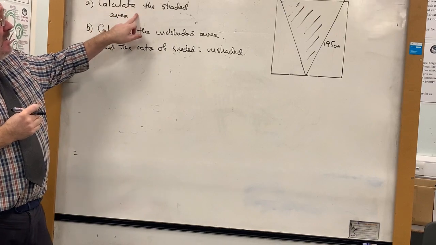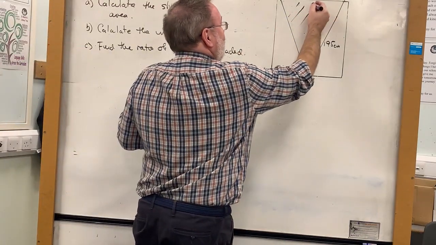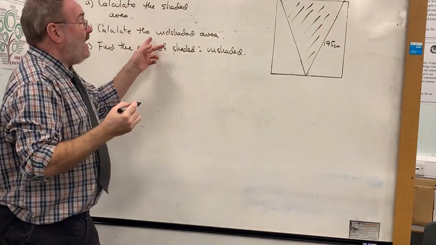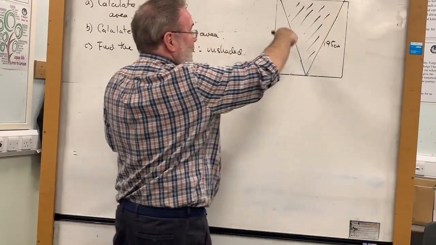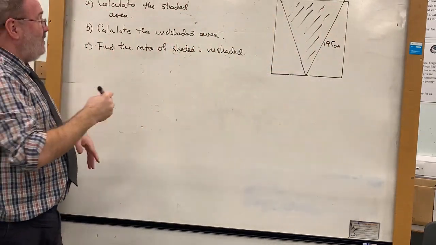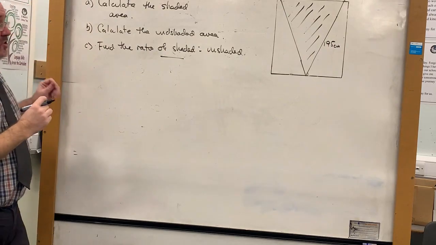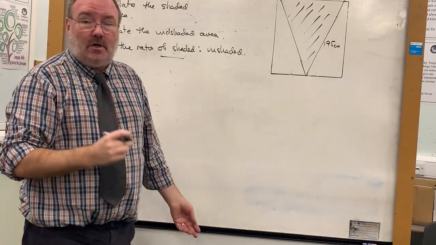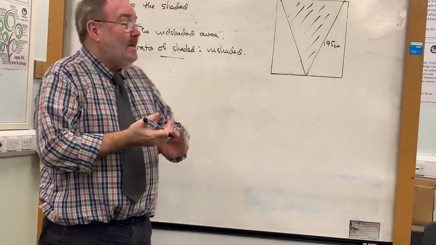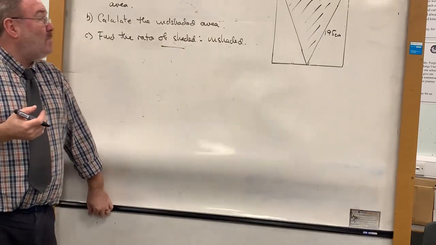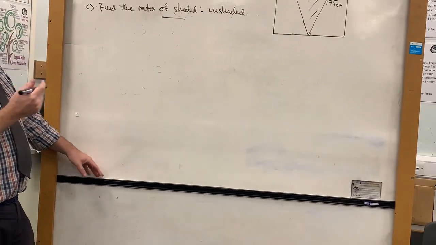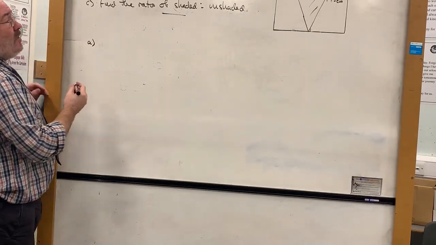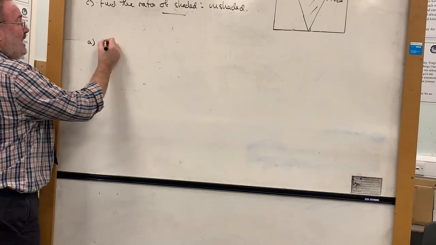So we have to calculate the shaded area, which is the area of the triangle. We have to then find the unshaded area. And then we're going to find the ratio of the shaded area to the unshaded. Now in the question it talks about rose coloured glass and plain glass and so on, but that's basically what we're doing. Okay, so as we go into it, what we're looking at first of all, the shaded area.